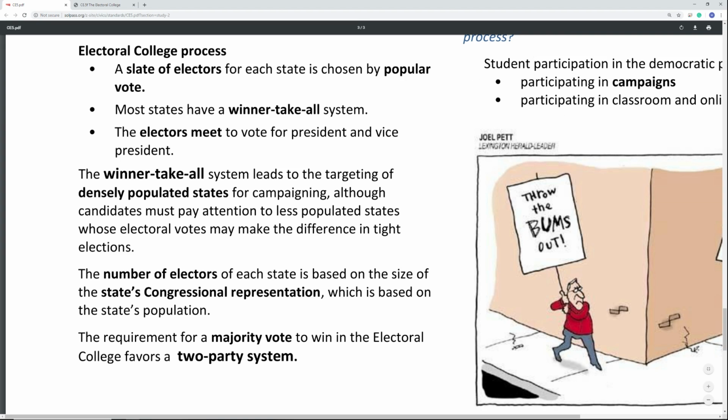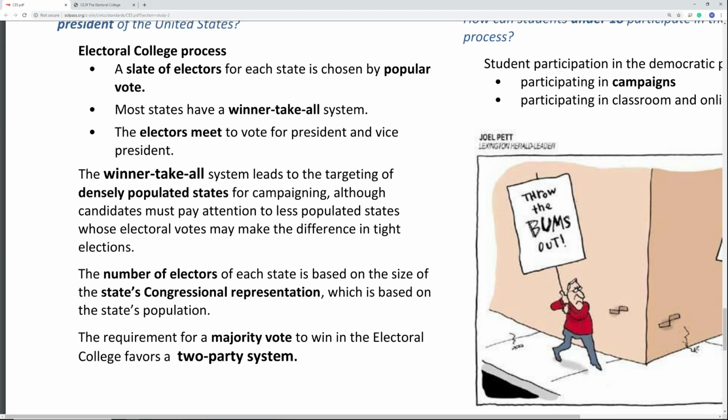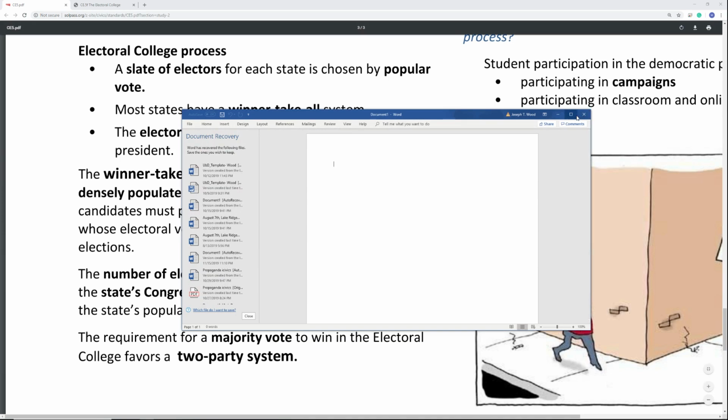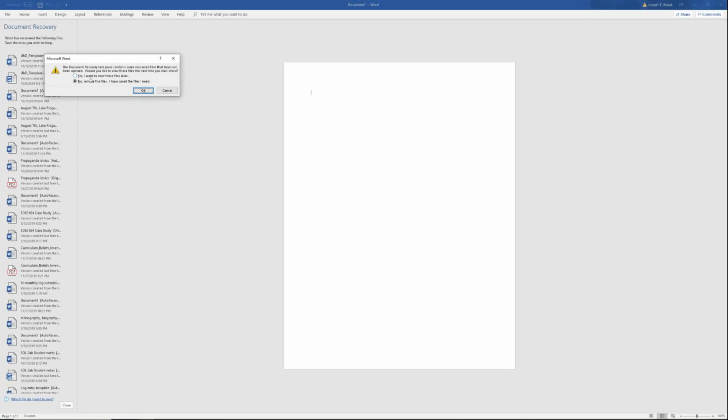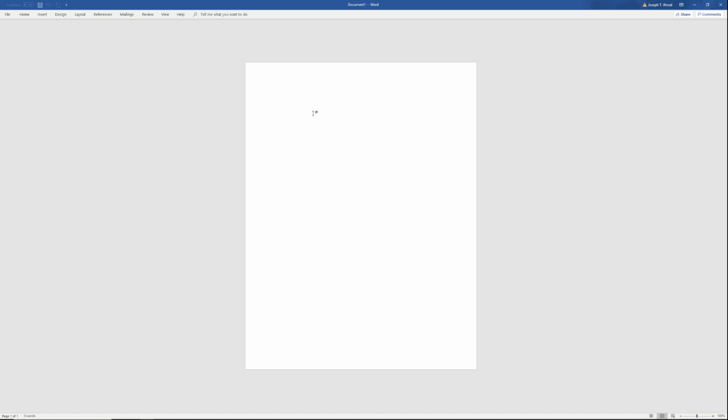So, let me see if I can get a Word document open. There we go. I'll view those later. All right.